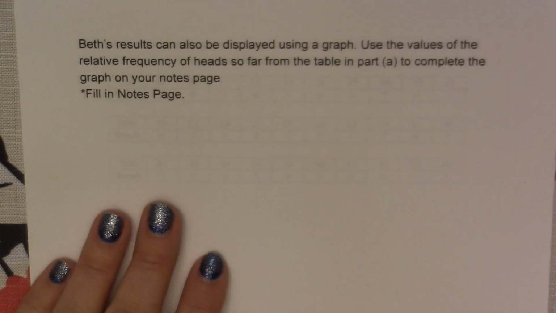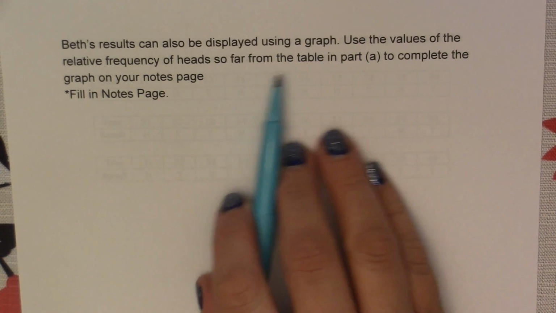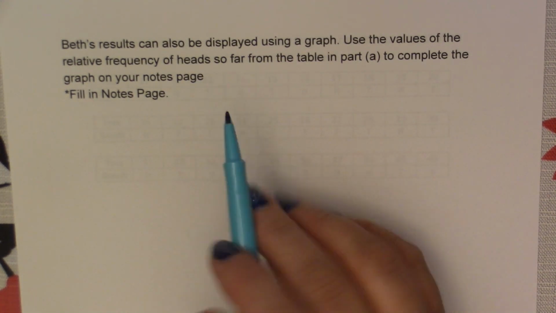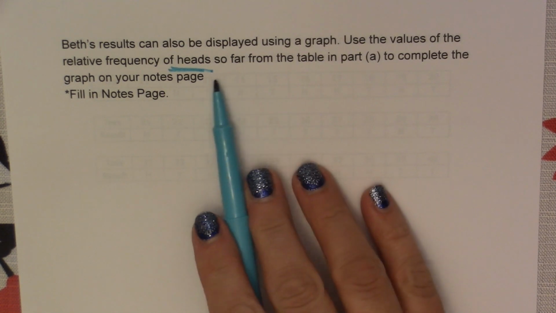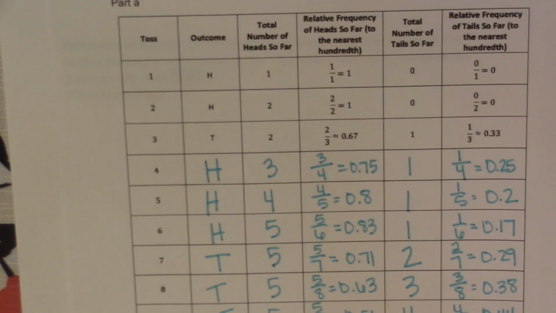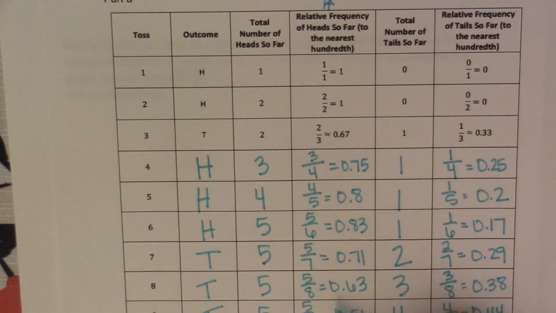All right, so the next question says that Beth's results can also be displayed using a graph. Use the values of the relative frequency of heads, make sure we're using the heads column, so far from the table in part A to complete your graph. Okay, so we're going to use this table and we're using this heads column and we're going to graph these relative frequencies.